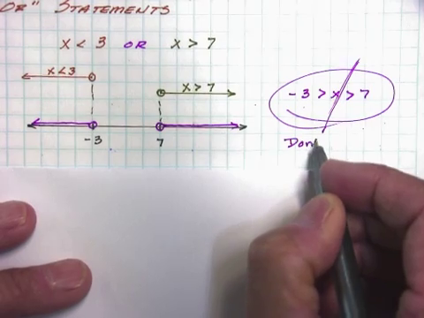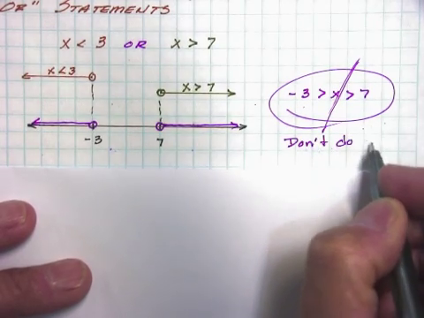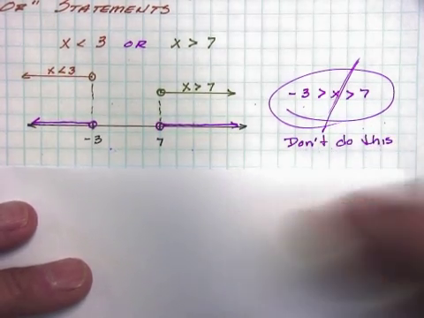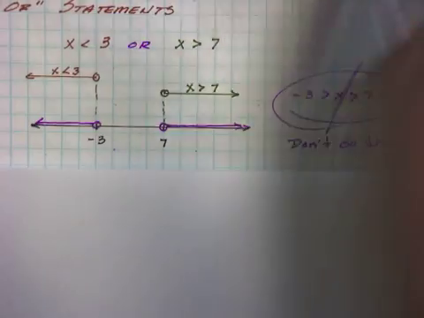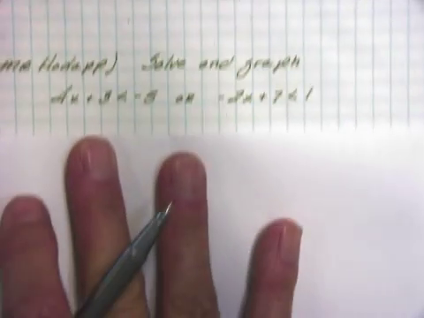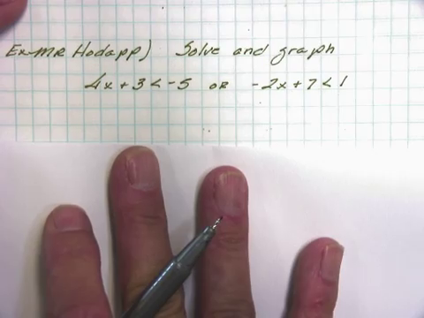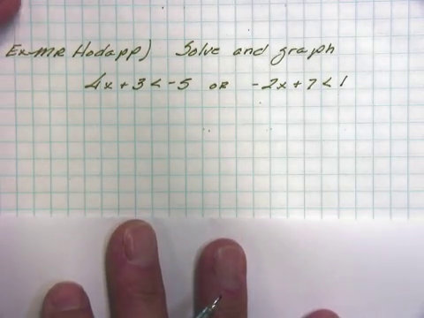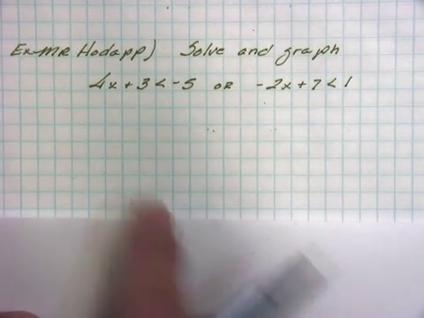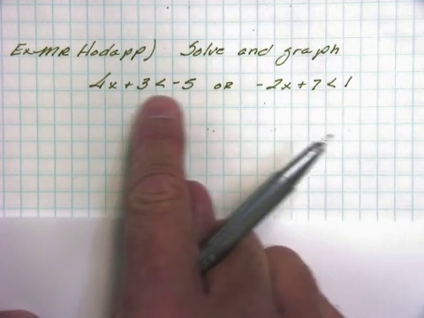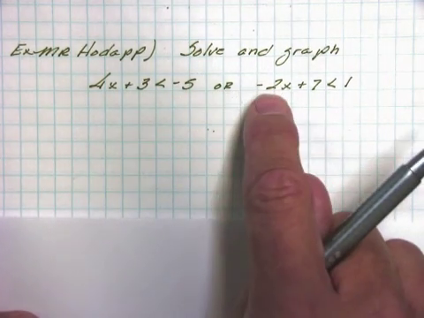So you wouldn't write negative 3 is greater than x is greater than 7. We don't do that. So I'm going to put a line through that and say don't do this. Okay? You just don't see it. So let's look at some examples.